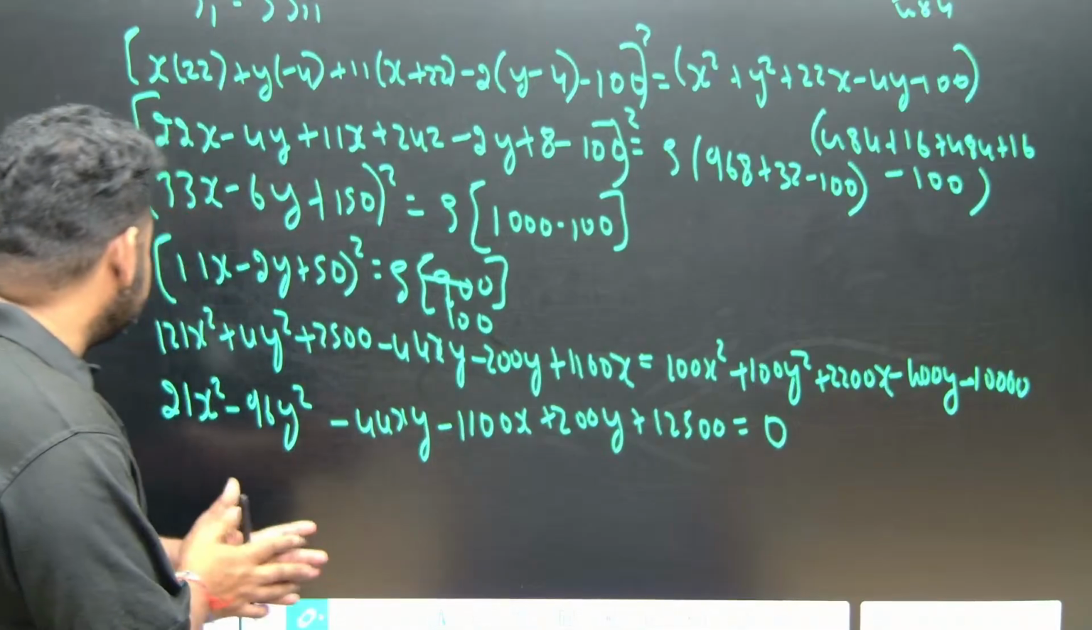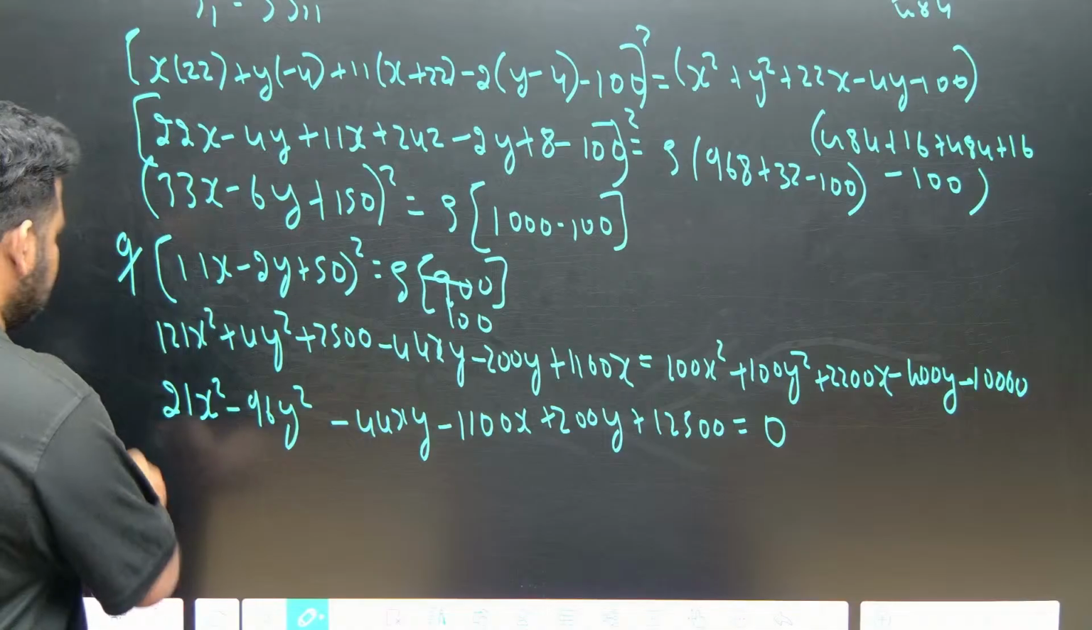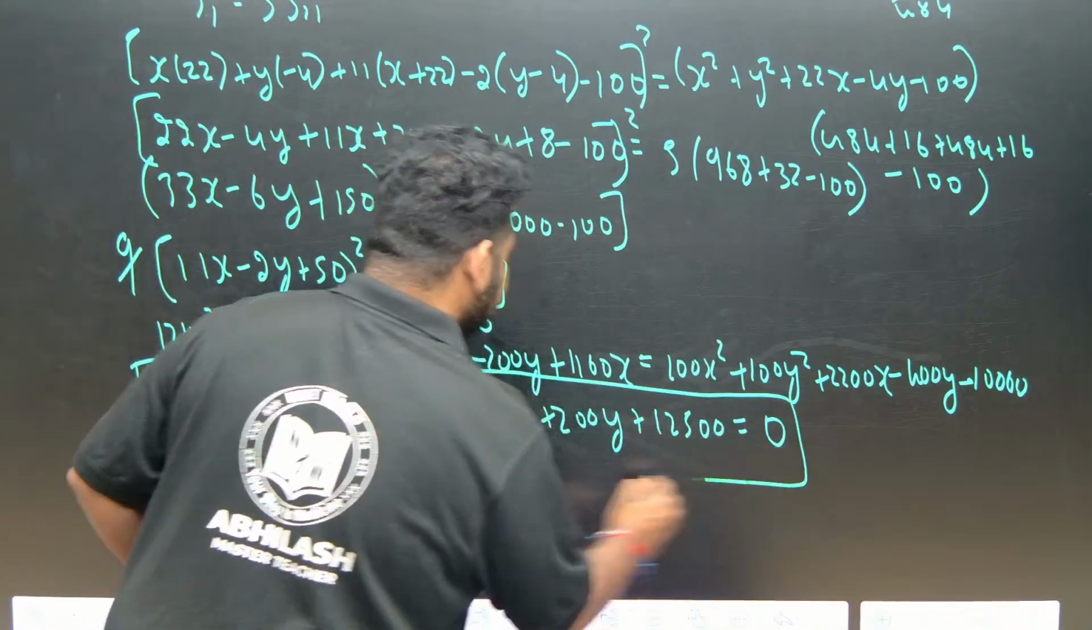Further I can do what? 21x square minus 96y square plus 44 minus 44x. Okay, that's all. We can leave it as it is. So this is the required equation of the direct tangent.